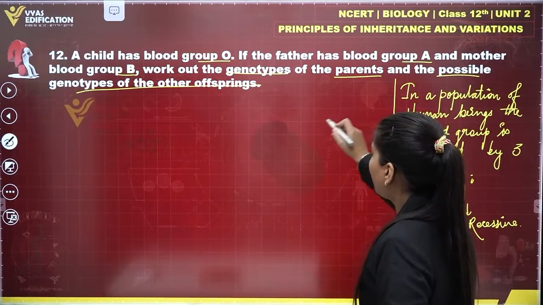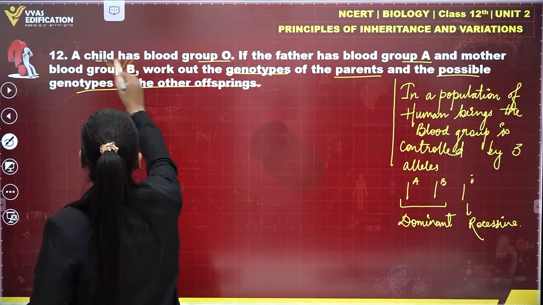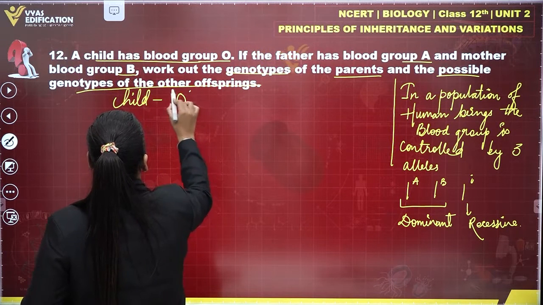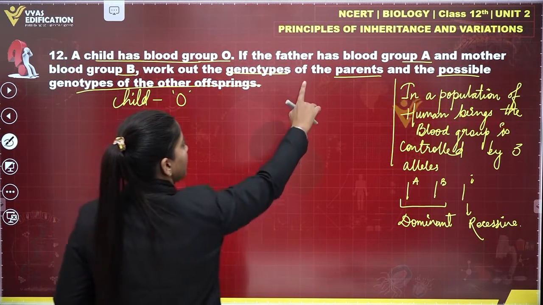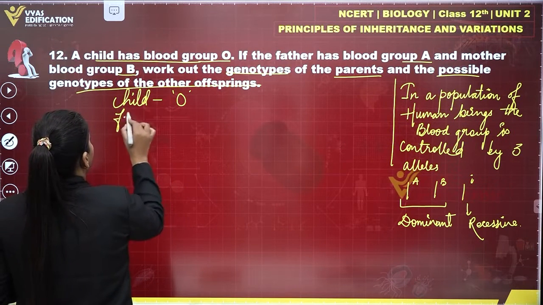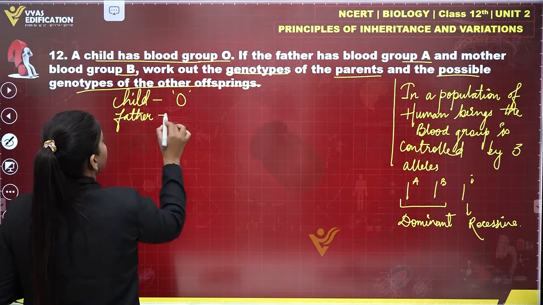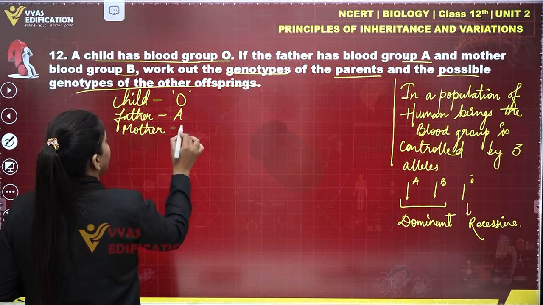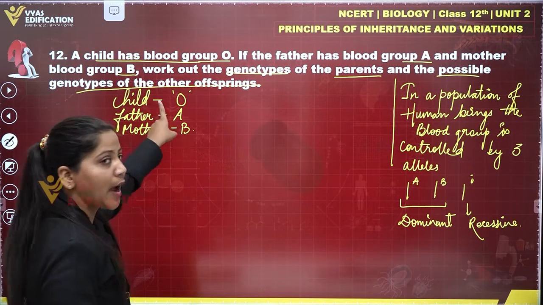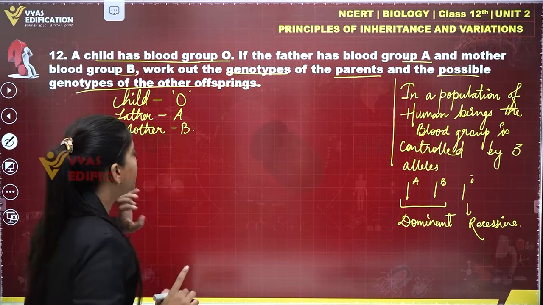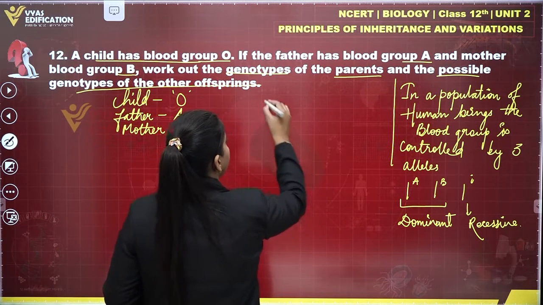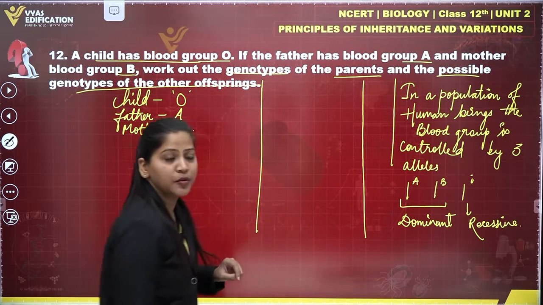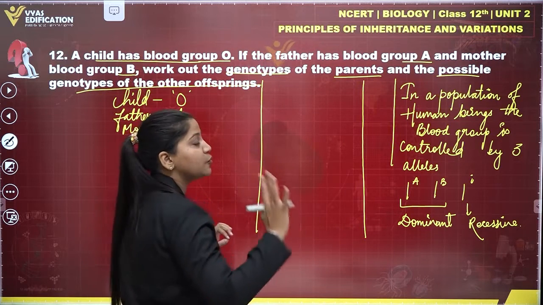So what the question is saying is that, suppose this child has blood group O, and according to the question, the father has blood group A and the mother has blood group B. Then how is it possible that their child can have blood group O? Yes, it is possible, because if we see the possible genotypes of the ABO blood group system in human beings, there are 6 possibilities.